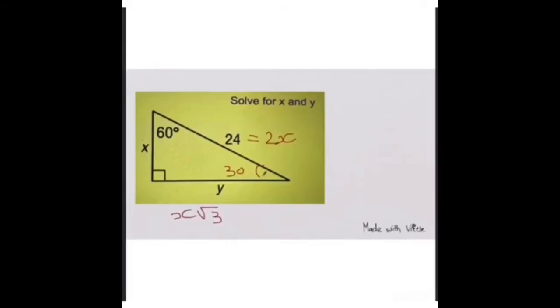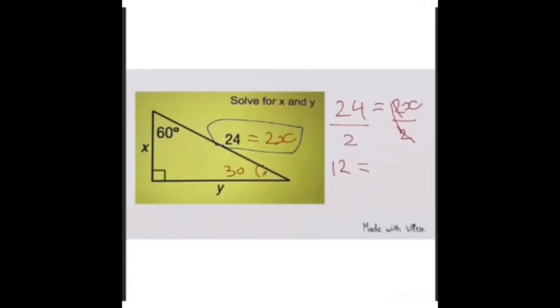Okay, so in this problem, we don't have the value of x. But if you look closely, you can find the value of x by a simple equation. So what we are going to do is 24 equals 2x. We're going to divide each side by 2. Okay, so 24 divided by 2 is 12. Because these two cancel out, we're left with x. So I know that x is now 12.